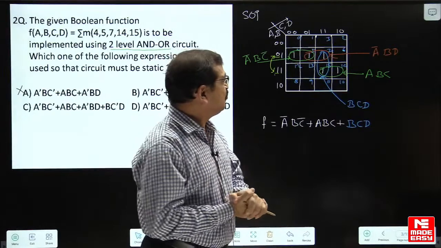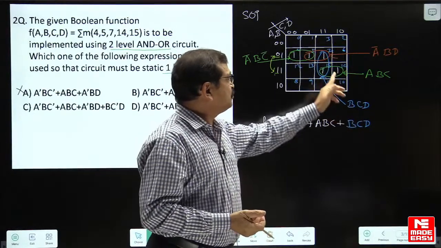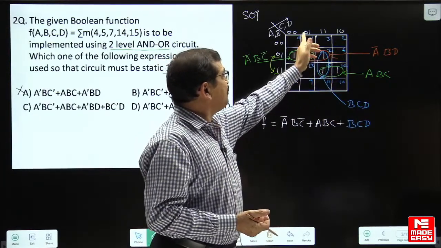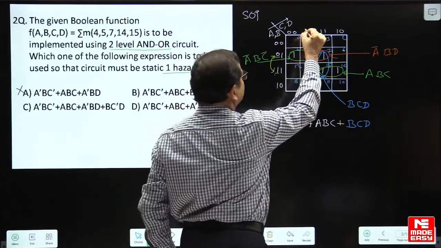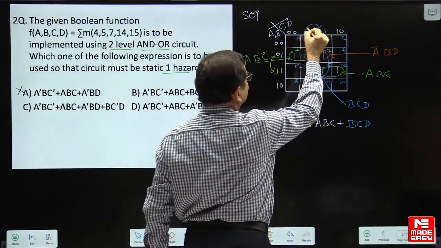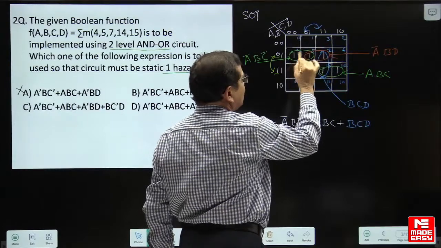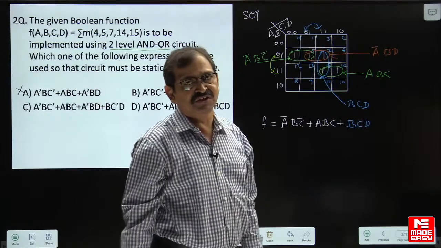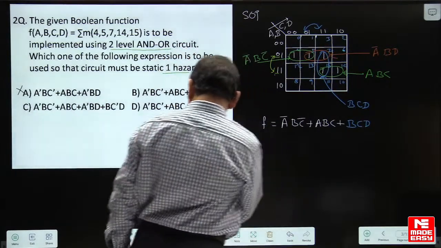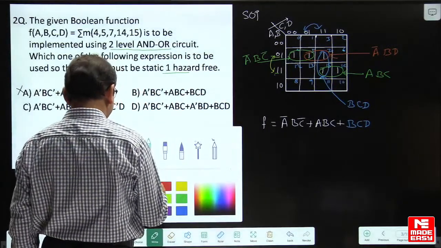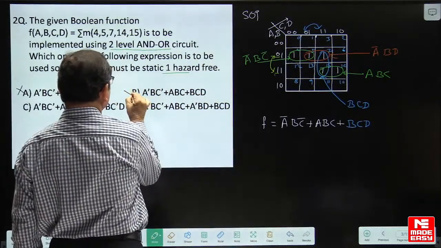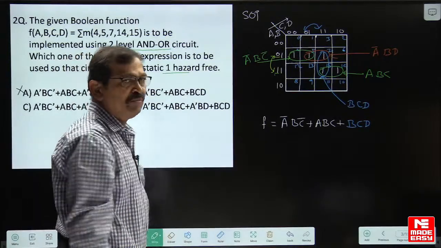If you want it to be hazard free, then when we are using this, if the C value is changing 0 to 1 or C value is changing 1 to 0, you will have a problem of static one hazard. So based on this, option B also does not come out to be true.